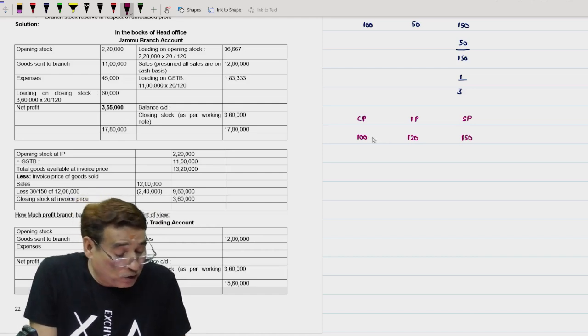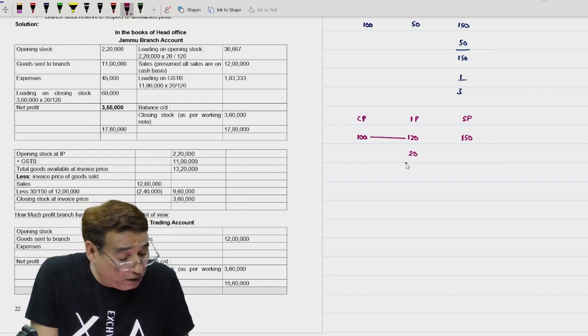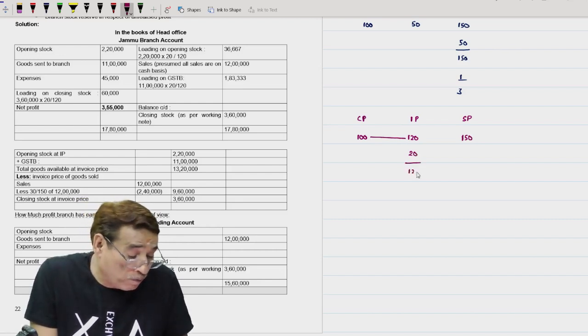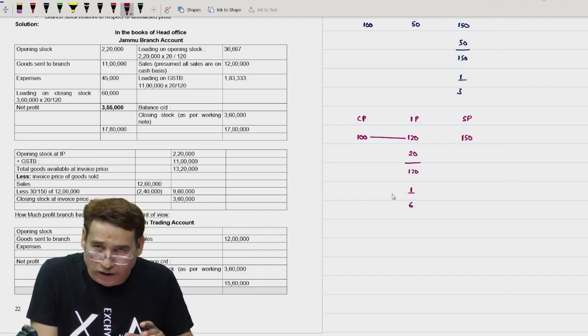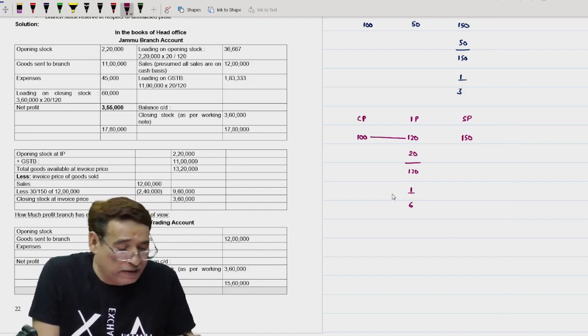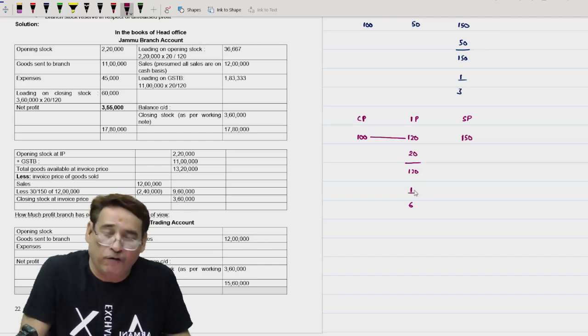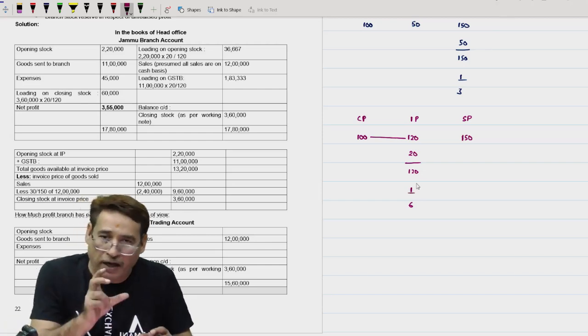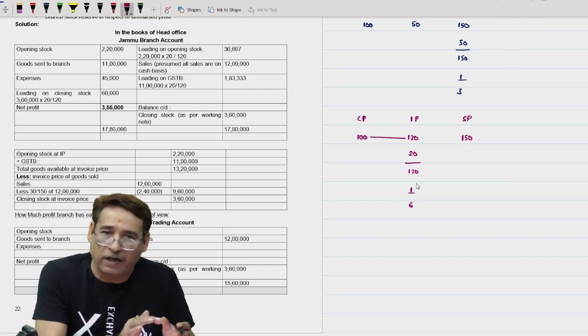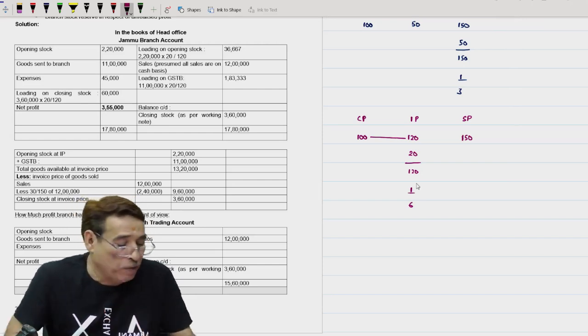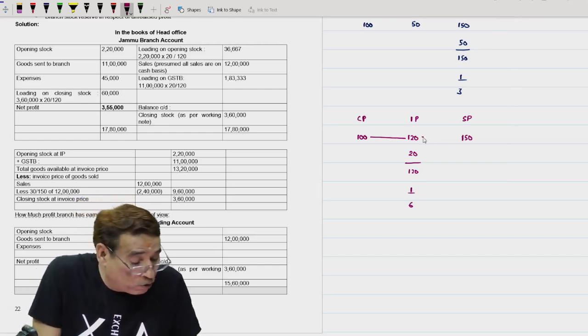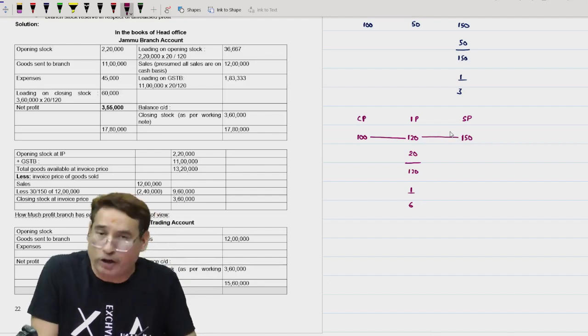I also mentioned the difference of cost price and invoice price is 20. And in the denominator, I am writing invoice price. So 1 by 6, I will call it the rate of loading on invoice price to convert invoice price into cost price. That means what? If I am going to apply this rate on an item which is at invoice price, that item will fall back to cost price. Similarly, this time in this particular question, there is another rate which we can frame out.